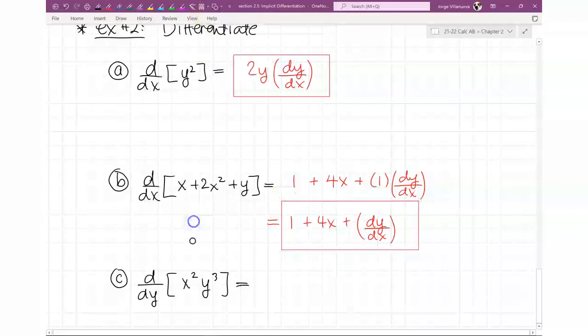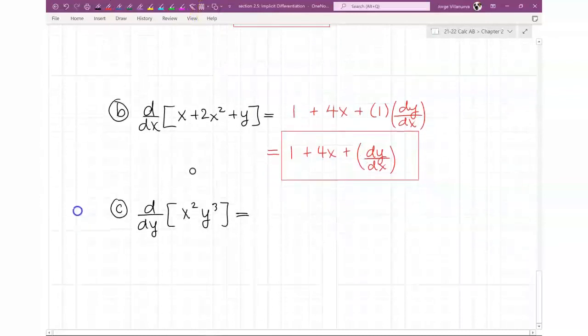Are we okay with those two? Yeah? Anybody not okay with those two?